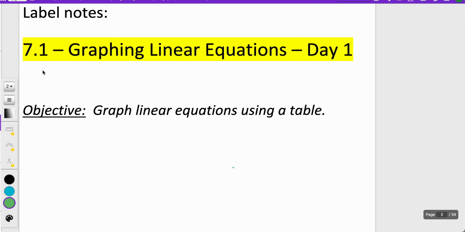Today we're going to look at graphing linear equations using a table. There are a lot of ways to graph linear equations. Today we're just going to keep it simple by building an XY table.